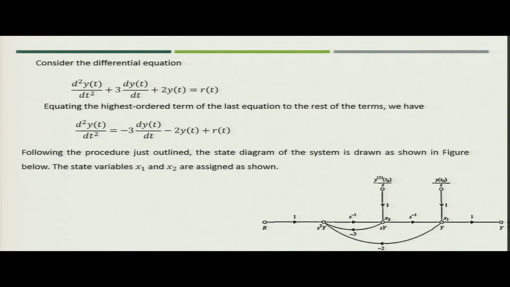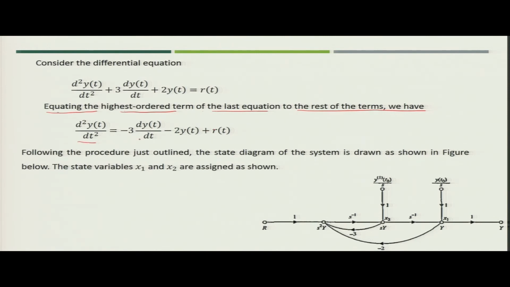Now, let us take one example so that you can better understand. Let us see, there is one differential equation, that is d2y by dt2 plus 3 dy by dt plus 2y equal to r. Now, what we will do? We will equate the highest order term of the last equation to the rest of the terms. So, what we can write? We can write d2y by dt2 is equal to minus 3 dy by dt minus 2y plus r(t).